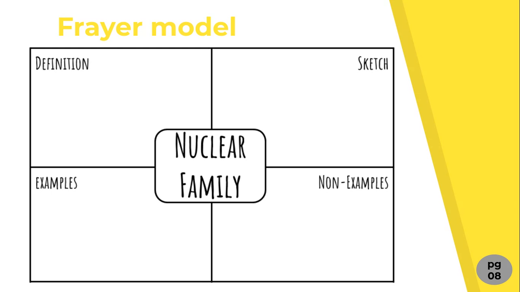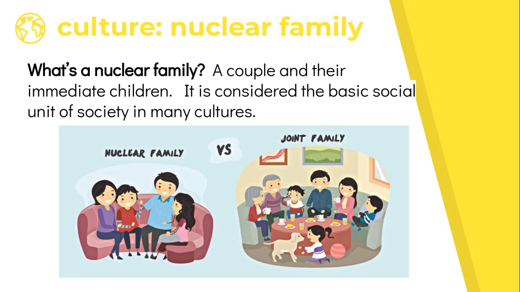Okay, so on page 8, you have a Freyer model. So this Freyer model is going to be all about the nuclear family. So we need to get a definition of a nuclear family. We're going to sketch or draw a quick little picture. We're going to put down some examples of a nuclear family and some non-examples. So first of all, let's find out what the heck is a nuclear family. So a nuclear family is a couple and their immediate children. And it is considered the basic social unit of society in many cultures. So you can see the picture on the left, we have a nuclear family.